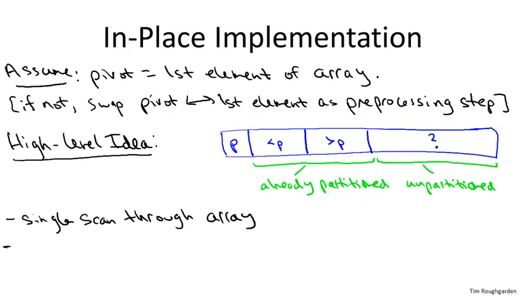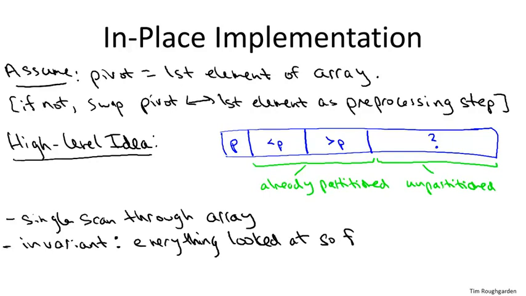So summarizing, we do a single scan through the input array. And the trick will be to maintain the following invariant throughout the linear scan. That basically everything we've looked at in the input array is partitioned. Everything less than the pivot comes before everything bigger than the pivot. And we want to maintain that invariant, doing only constant work and no additional storage with each step of our key for loop, each step of our linear scan.